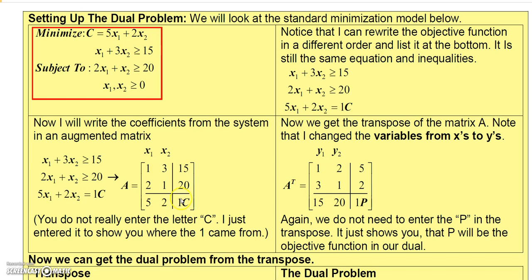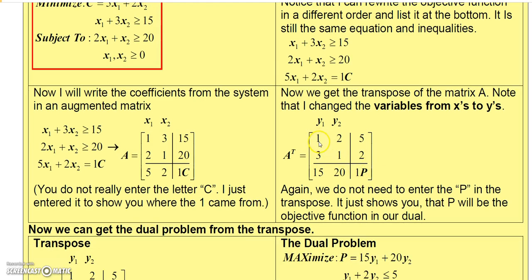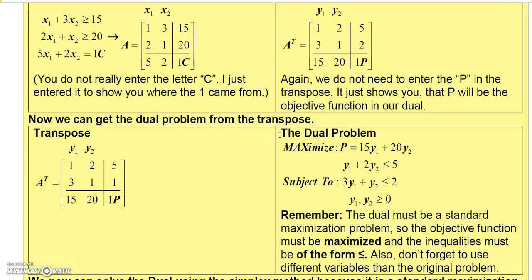And then in the last video I showed you how to transpose this matrix. So you transpose the matrix, and then the row here would be 1, 2, 5. This row would be 3, 1, 2. And this row would be 15, 20, and 1 for the p. And then from that transpose, you actually get this dual problem.